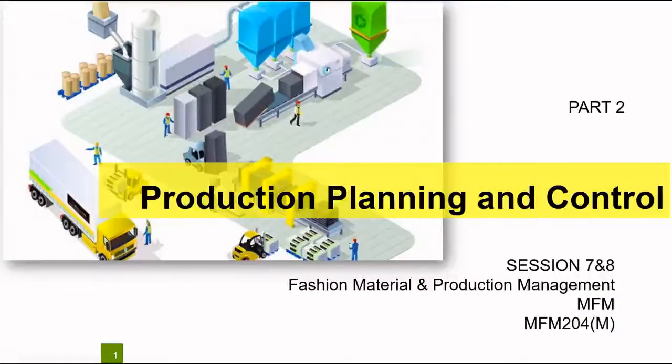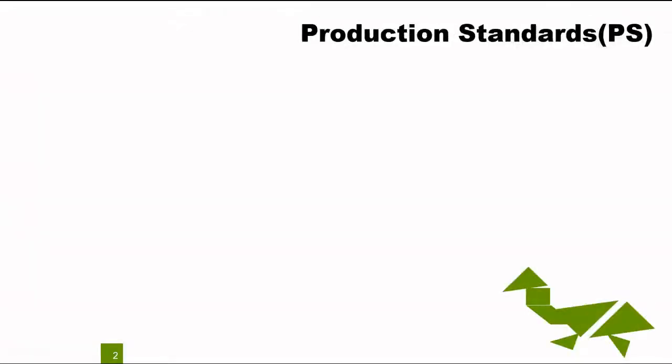Welcome to today's session. This is session 7 and 8, and what we're going to talk about is production planning and control. The name of the subject is fashion material and production management for merchandisers. Now, there's another interesting term, production standards.